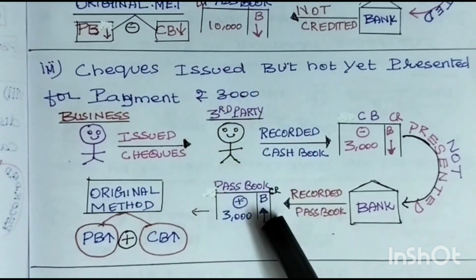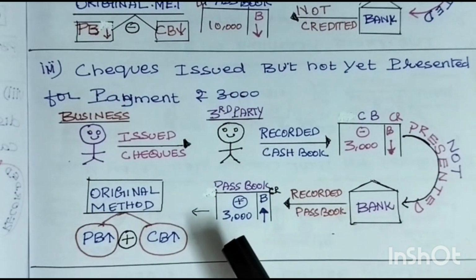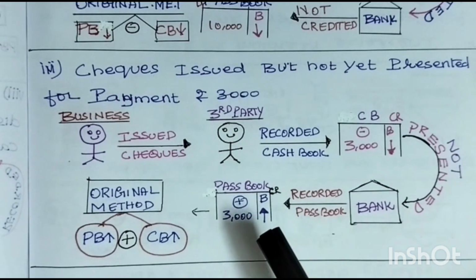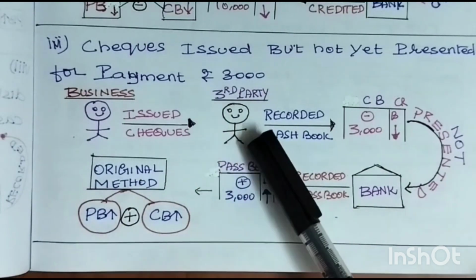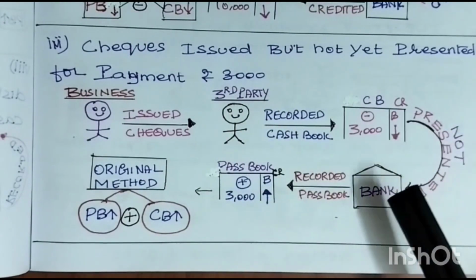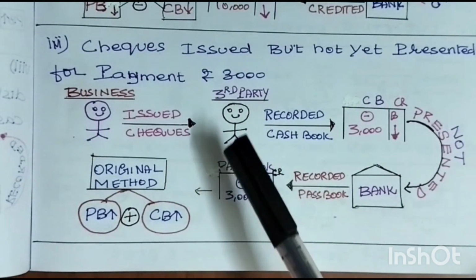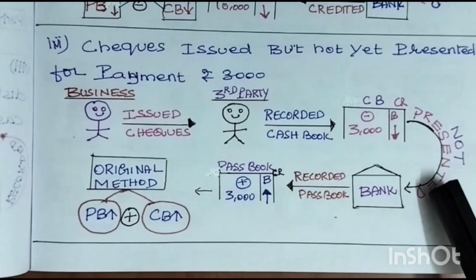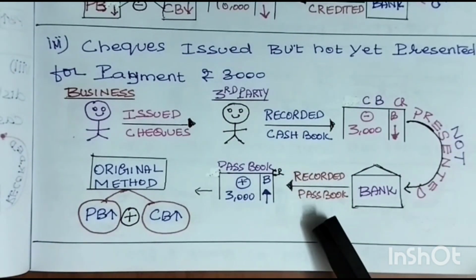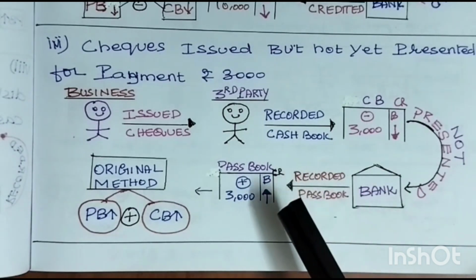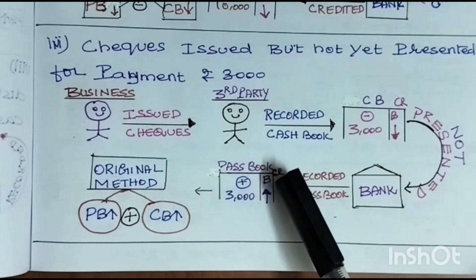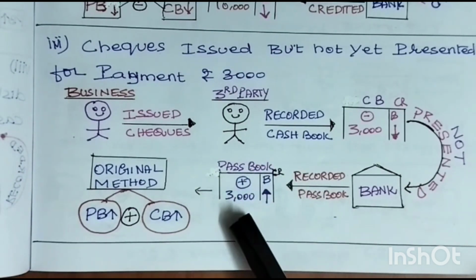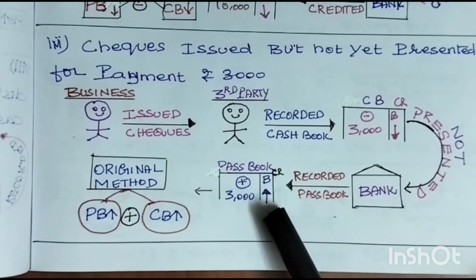Issued check, that 3,000 rupees did not go from you. The third party didn't present the check into the bank. The third party didn't deposit that check into the bank only. Your passbook increased. Okay. Bank column, your passbook bank column increased, 3,000 rupees increased. Are you clear? Okay.